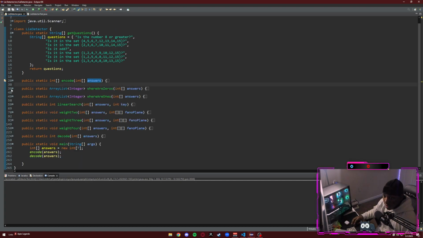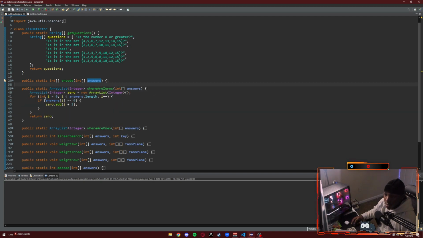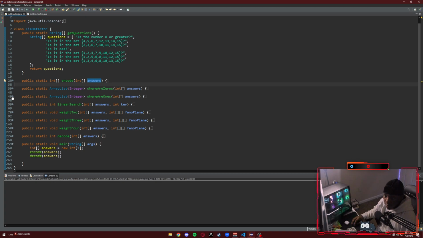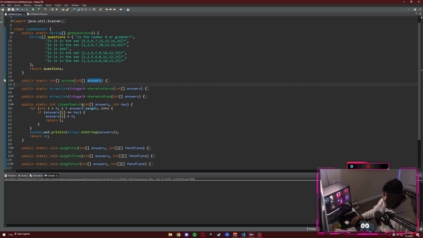I also have two methods, where are zeros. This of course keeps track of where the zeros and ones are on the array, either in position 1, 2, 3, or 4. It doesn't go by the starting number of 0. I have a linear search here just for the weight of 1. It just finds the 1 in the array, and then of course it replaces it with 0.